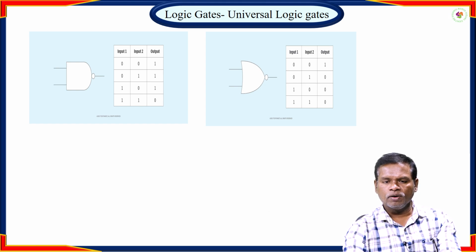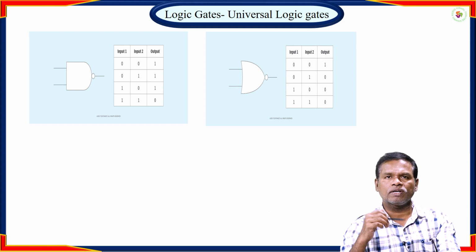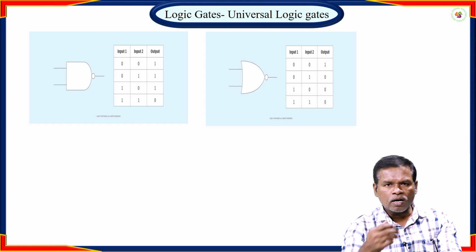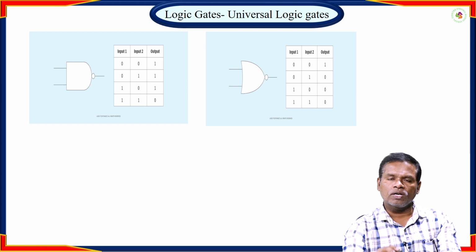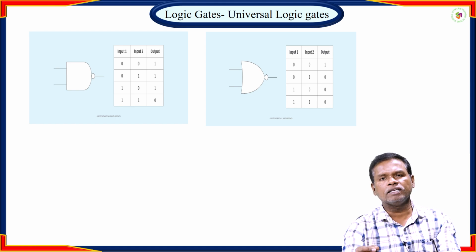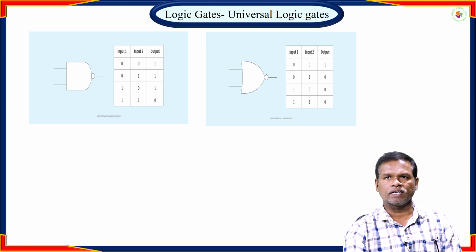The main reason is you need not use an AND gate; in place of an AND gate, we can use NAND or NOR. You need not use an OR gate; in place of an OR gate, you can use NAND or NOR. You need not use a NOT gate; you can use a NAND or NOR gate in place of a NOT gate. So that's why, using just one of these two gates, you can construct any logic gate or any logic circuit. That's why these two gates are called universal gates.